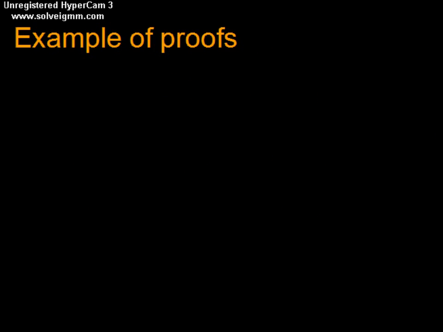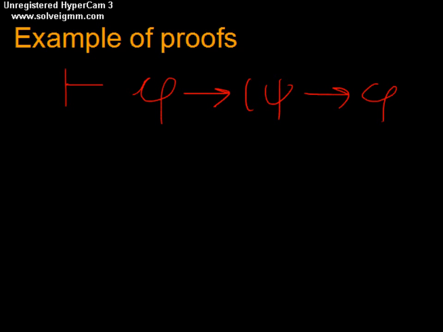Now let us give two examples of proofs. For example, let us prove that the following is valid: phi implies psi implies phi. So this means that if we have no axioms at all, so here is nothing, then the following formula is always true. So this is true without axioms.